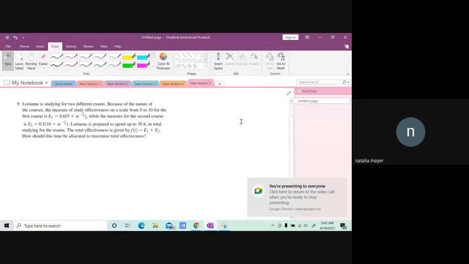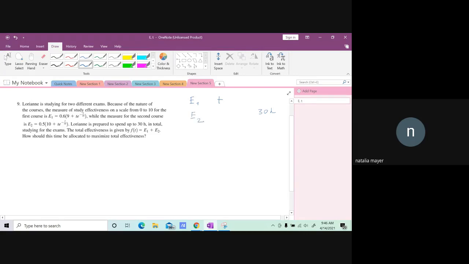So let's say that effectiveness 1 has time t, okay? And we know that in total it's 30 hours. How can you express the time for effectiveness 2 in terms of the first variable? T minus 30? Why t minus 30, if 30 is the total? 30 minus t. Exactly. So then the second one will be 30 minus t.